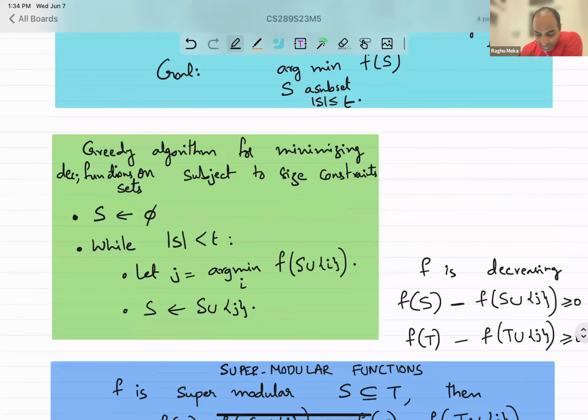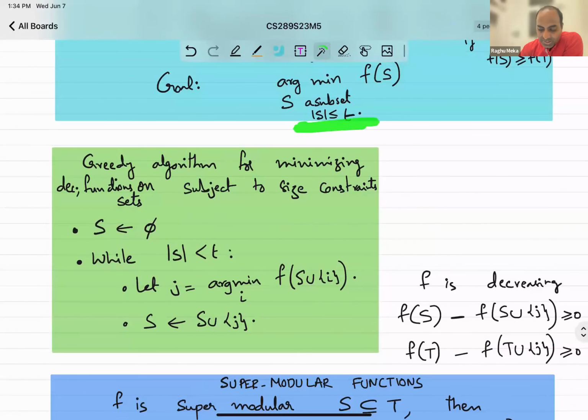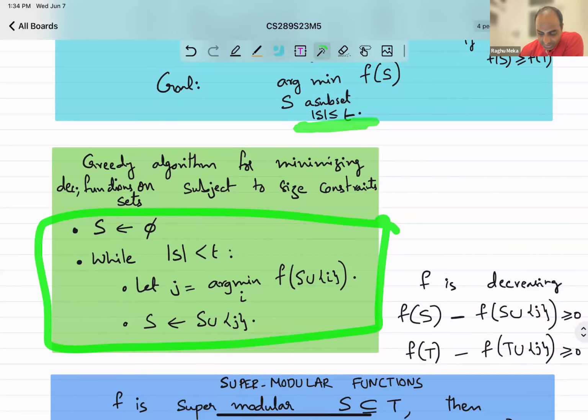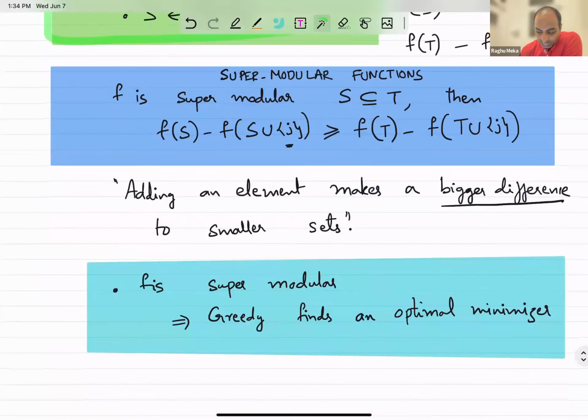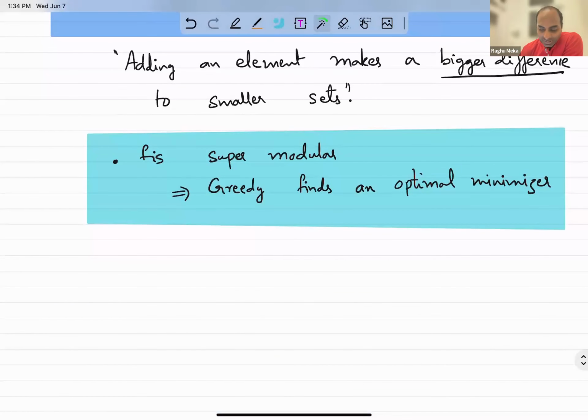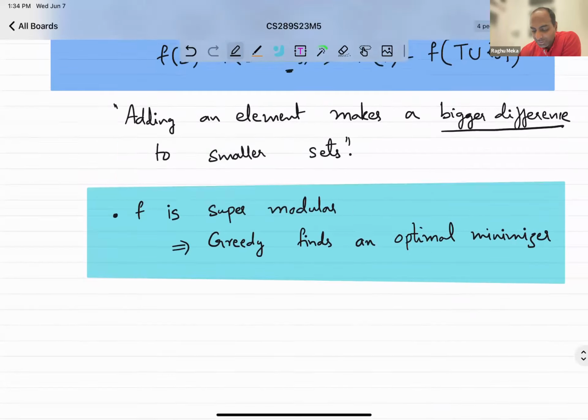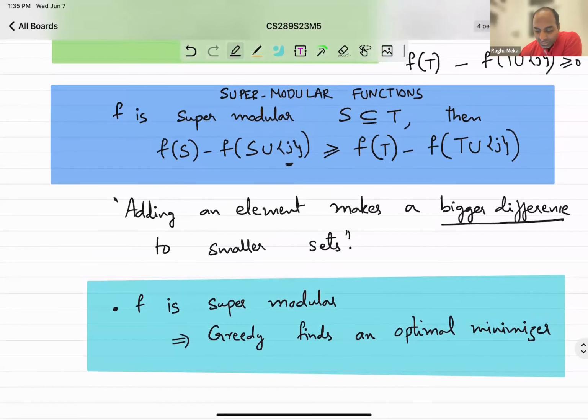So if I'm trying to minimize a function subject to the size constraint, a natural algorithm, as we said, is a greedy algorithm. And there's a blanket statement saying that for any supermodular function, the greedy algorithm is guaranteed to do as well as the best solution. Okay, this makes sense. It's a very strong theorem, and it's not actually that hard to show, just in terms of the amount of utility you get out of it.